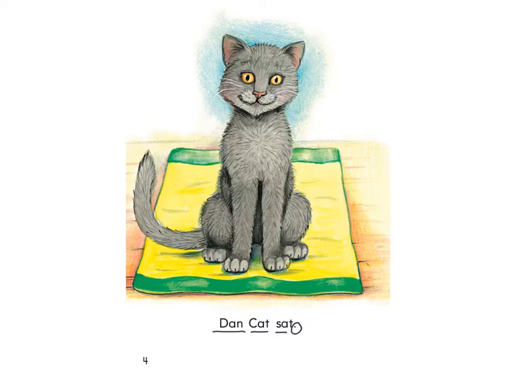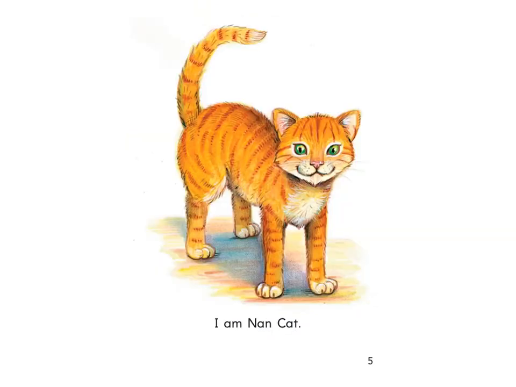Fingers ready, and let's read that page. Are you ready? Dan Cat sat. What's he sitting on? A rug, yeah, or maybe a blanket. Okay, on the next page, oh, we have a different cat now, don't we? Get your highlighters ready and tell me what sight words you see. I see the word I. Good. Am is not one of our sight words.